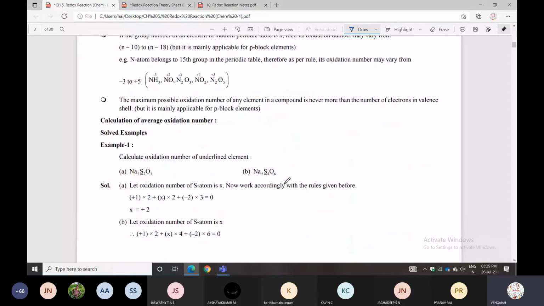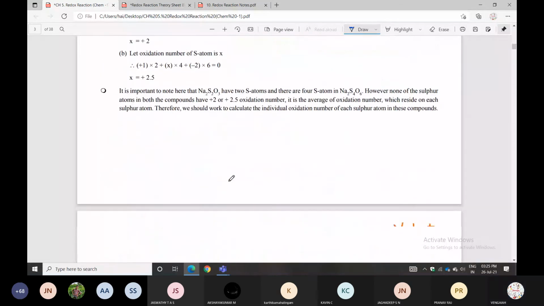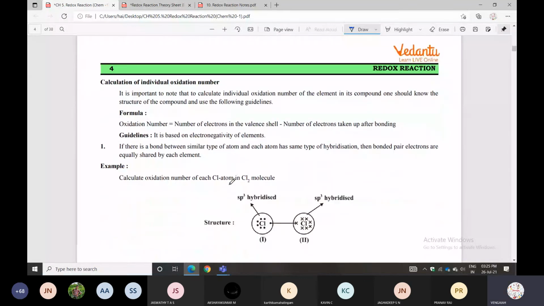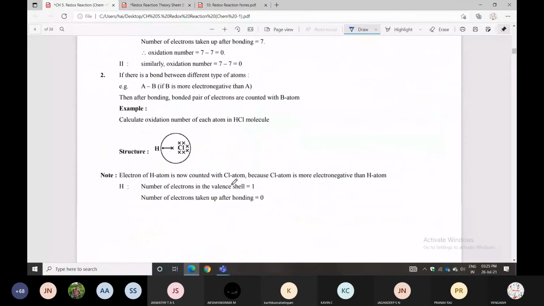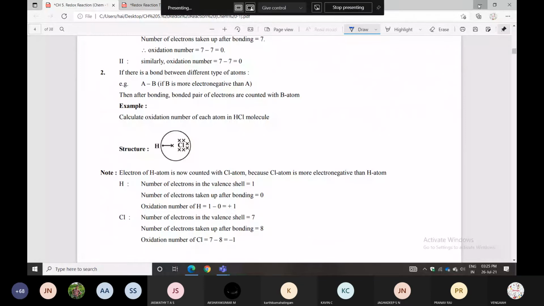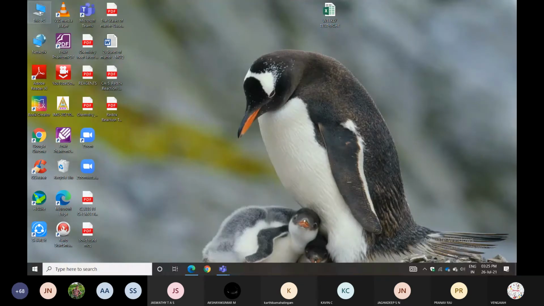They have given some example questions also, so you will solve those questions. Just one minute, I'll open the NCERT book and check once again what is there.